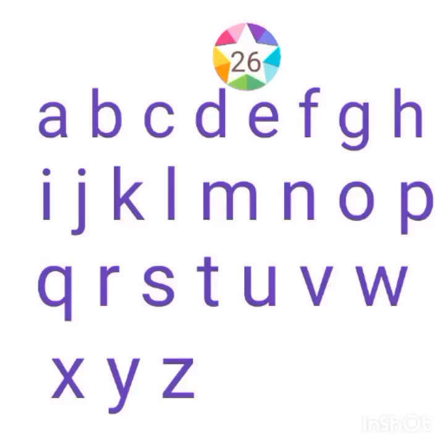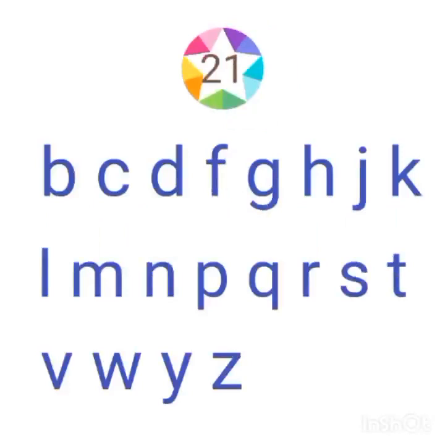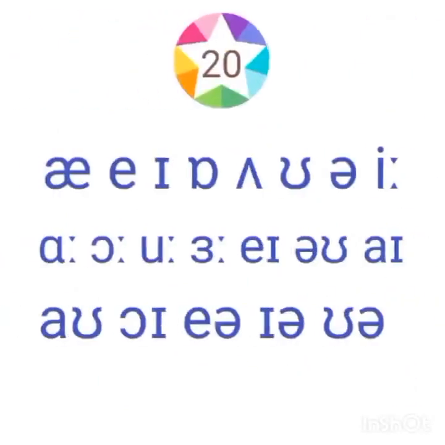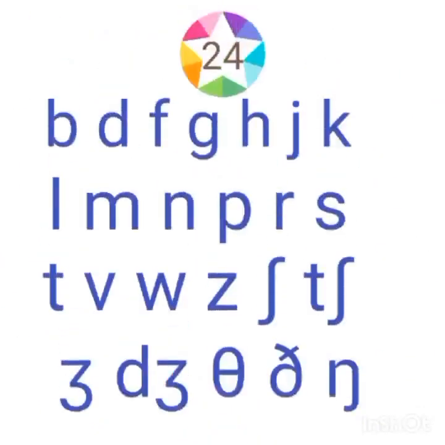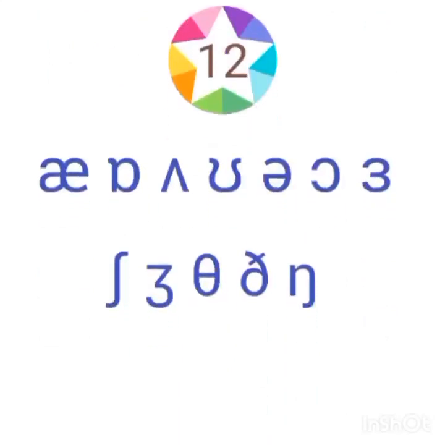There are 26 letters of the alphabet, which consists of 5 vowel letters and 21 consonant letters. This creates 44 letter sounds made up of 20 vowel sounds and 24 consonant sounds. These sounds are represented by 23 letters of the alphabet and 12 special symbols approved by the International Phonetic Association (IPA).